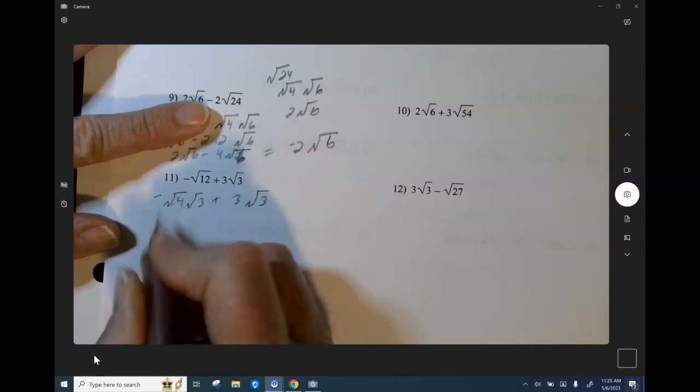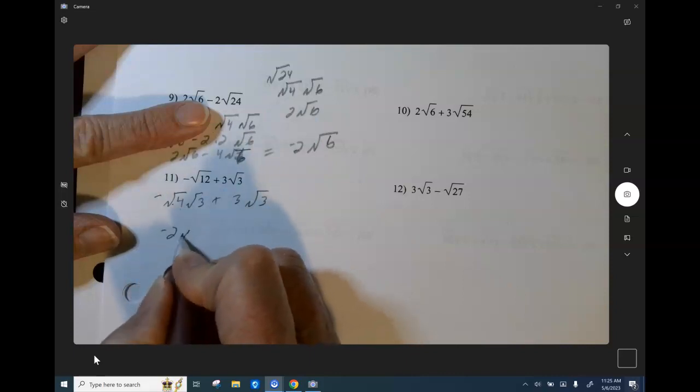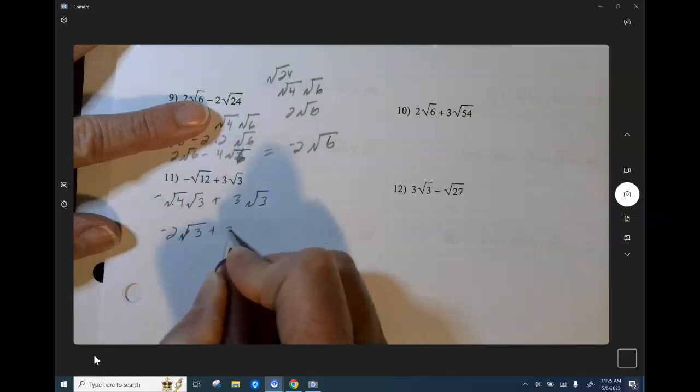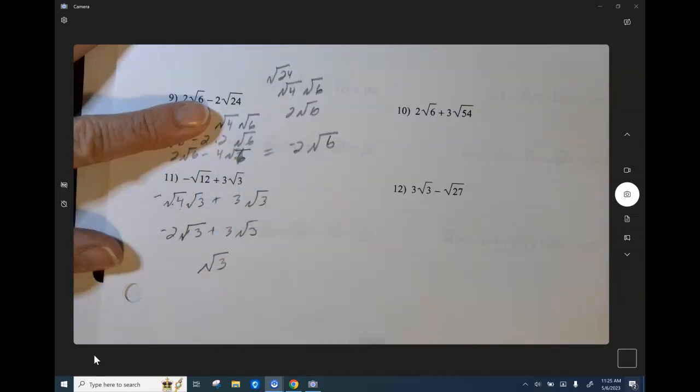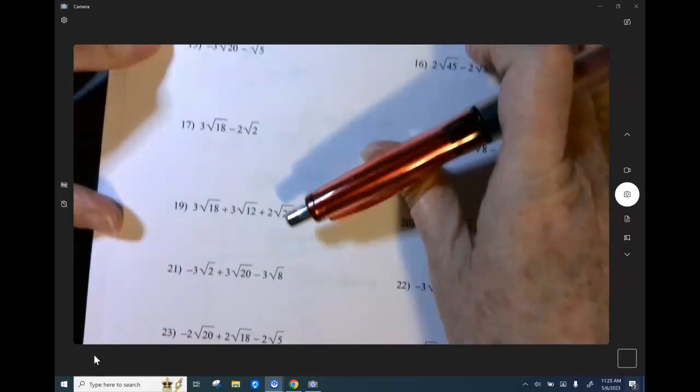What's the square root of 4? 2. Oops. So that gives us 1 square root 3. Okay? Hopefully you're getting the idea. Let's go to the next page and see if we have anything that looks complicated there.